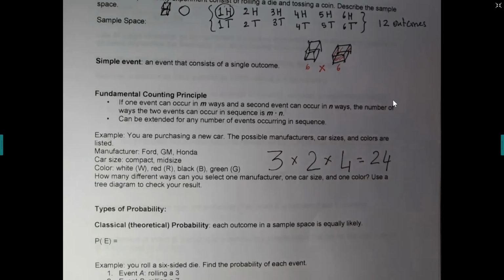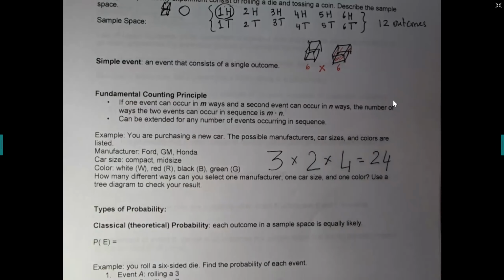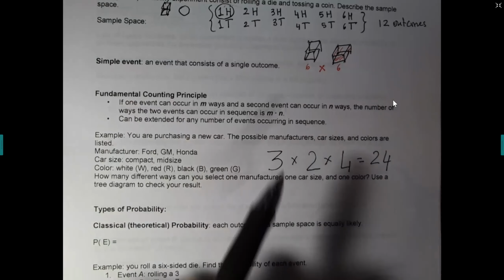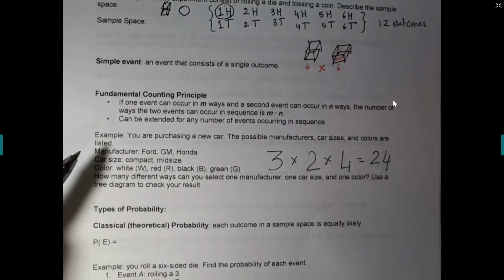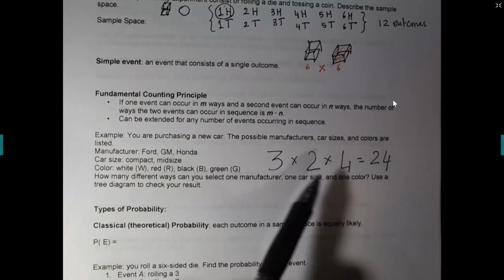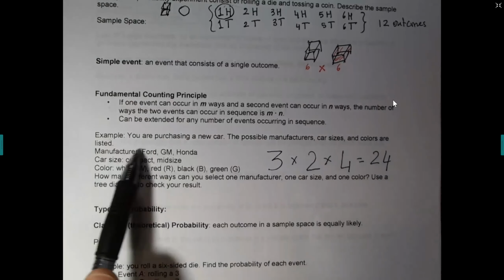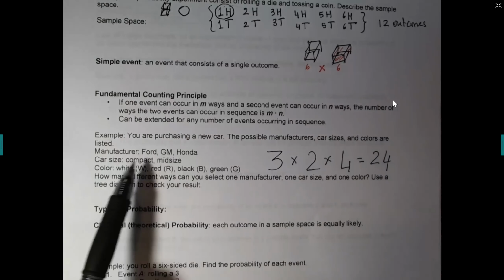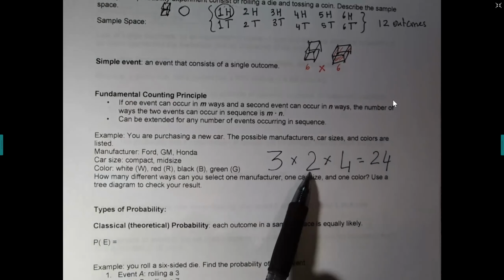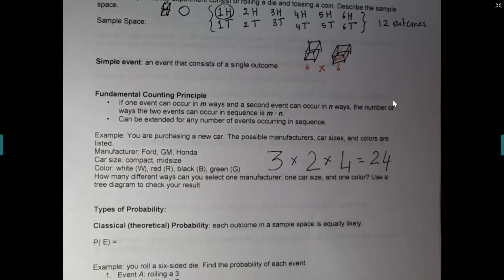And this is called the fundamental counting principle. One event can happen m times, another one happens n times. The 2 events together will happen m times n times. And here we're asking for the 3 together, and that's why we took the count of the possibilities of the manufacturer, the possibilities of the car size. There's only 2 of them, guys, and then the 4 here. Okay.